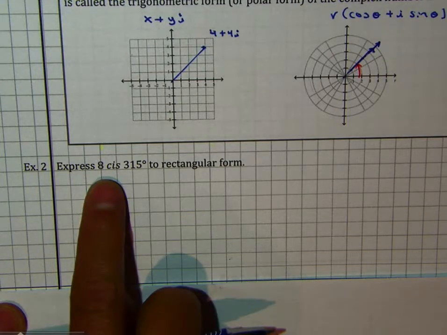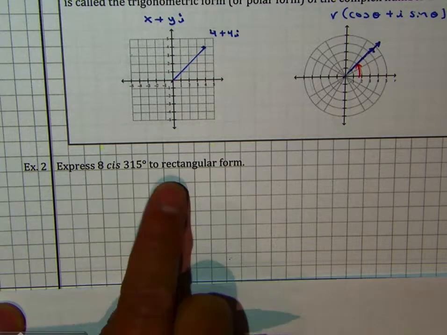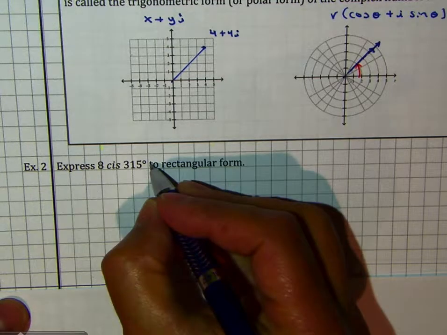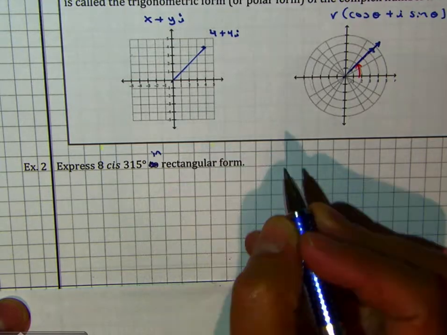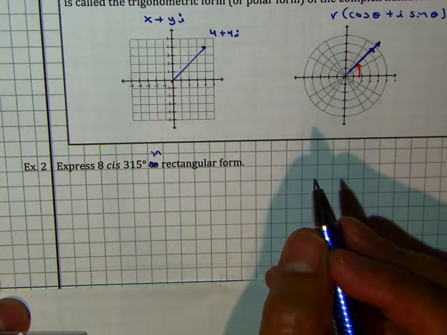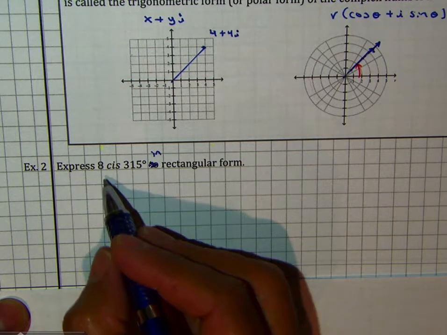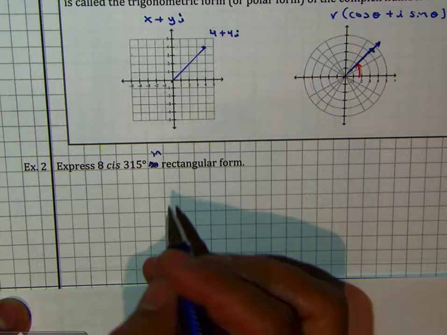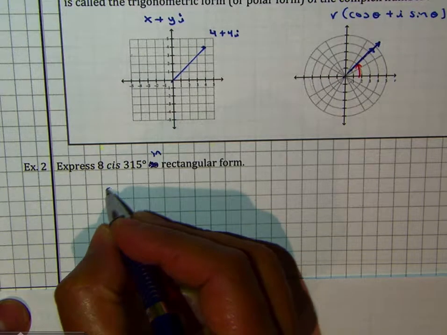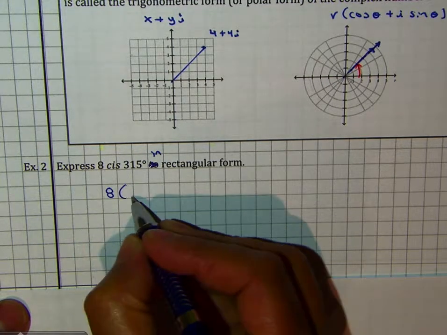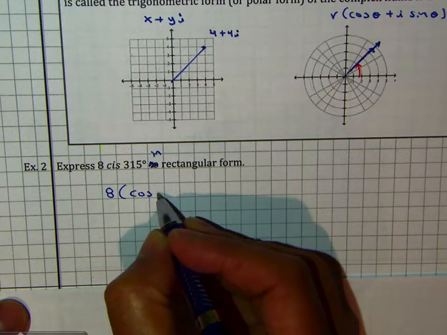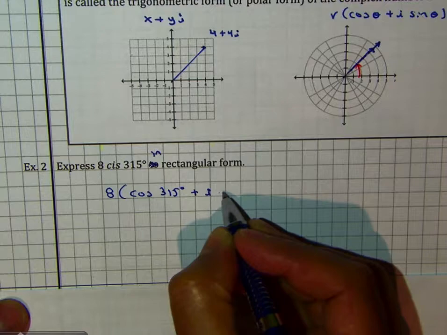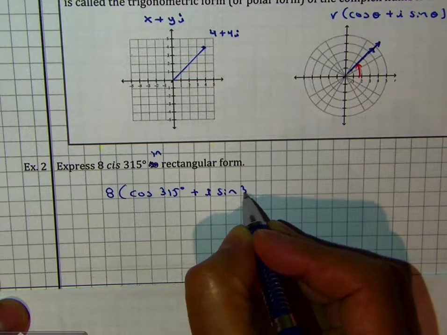Express 8 cis 315 degrees in rectangular form. So we're going to express 8 cis 315 degrees in rectangular form. First we need to expand it. So we have 8, and this will be the cosine of 315 degrees plus i, the sine of 315 degrees.